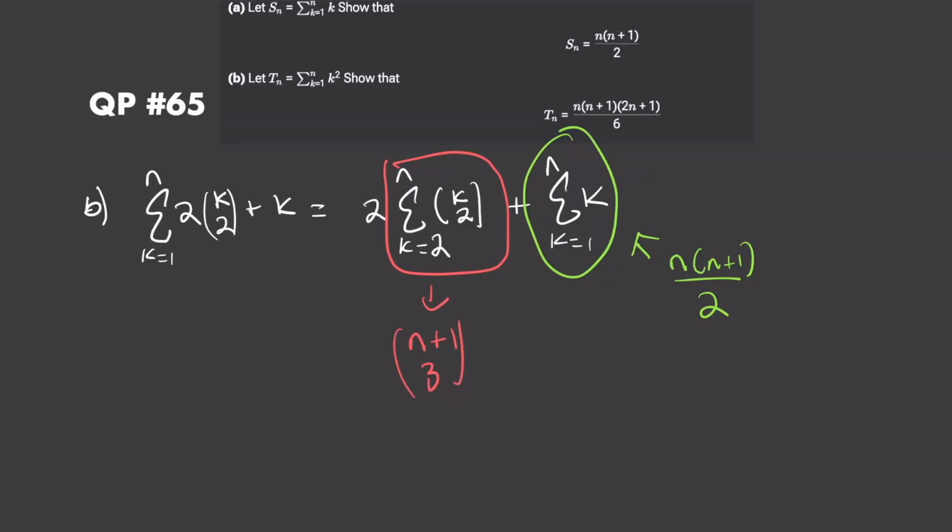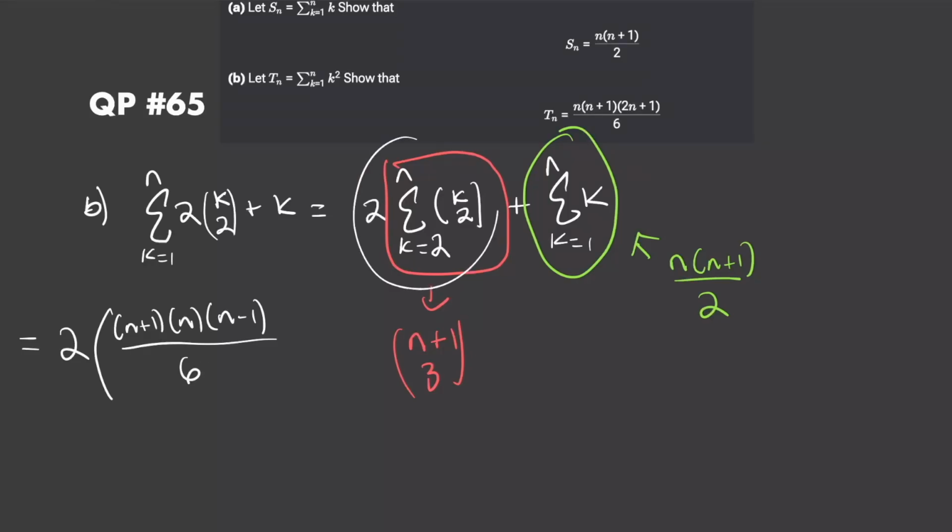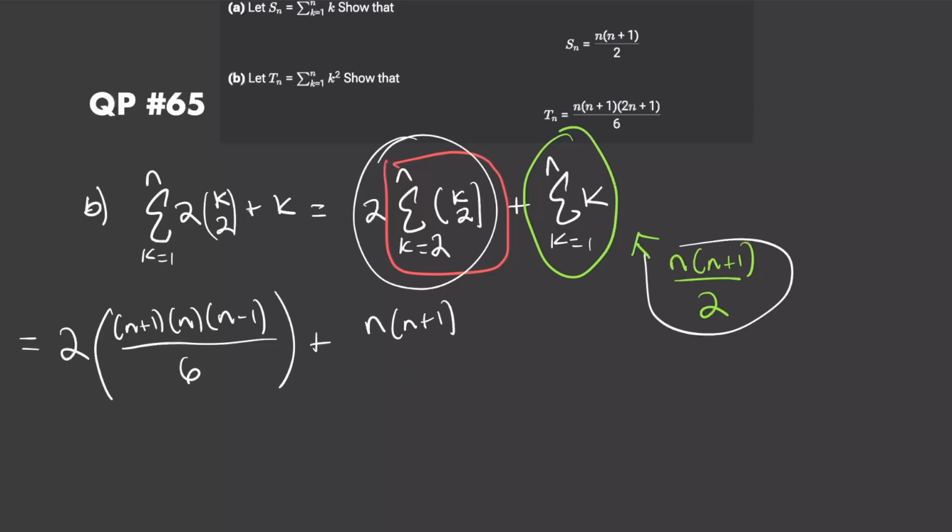Now all that's left to do is some algebra. I'm going to have a 2 here, so let's start with that. When I expand this term out right here, what am I going to get? Well, I'm going to get n plus 1 times n minus 1 divided by 3 factorial, which is going to be 6, right? So that was this term right here. Now I just need to add on my other term over here. Let me make some room by getting rid of this. This is just going to be plus n times n plus 1 all divided by 2.